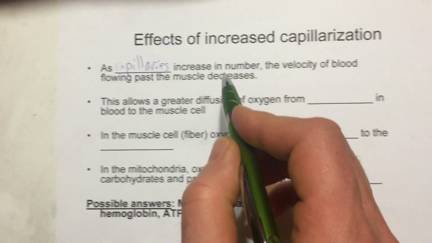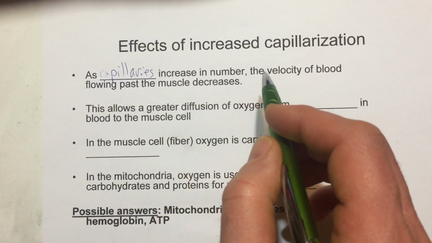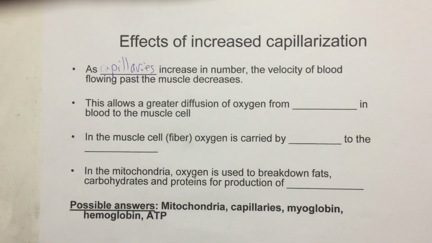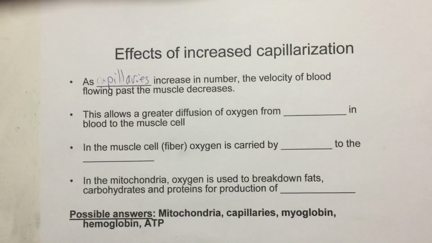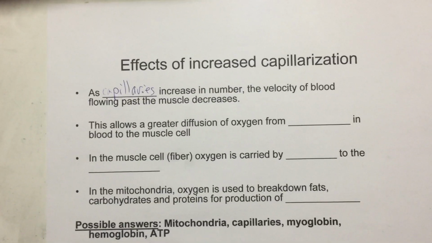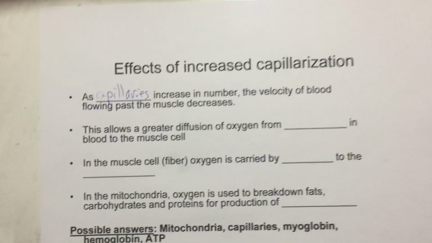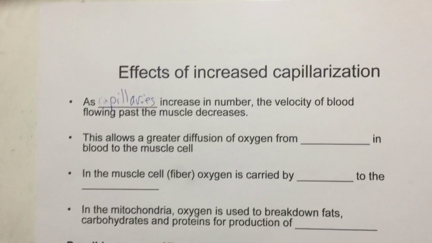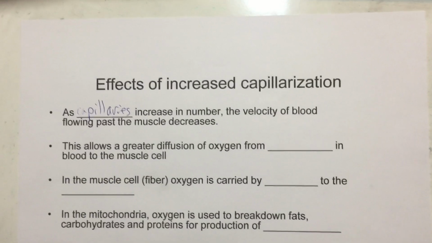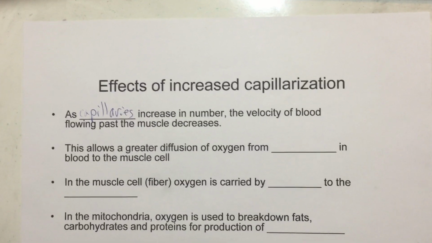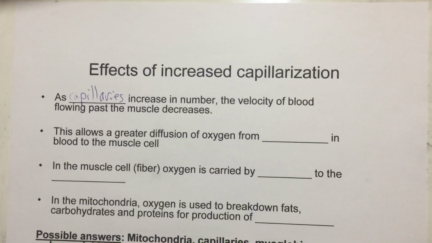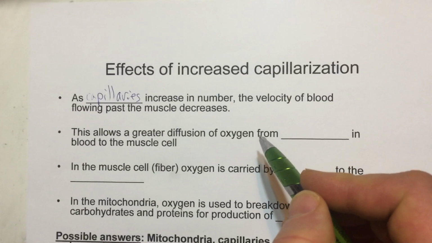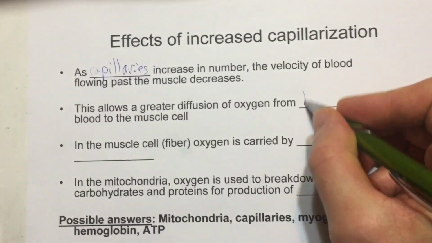So as capillaries increase in number, what that does is it actually slows down the velocity of blood flowing past the muscle. So if you had a very small number of capillaries, you'd shoot a large volume of blood through, say, 1 or 2 capillaries, it's going to go very fast. Whereas if you have multiple capillaries that serve a muscle and you have the same volume of blood going through there, it's going to travel more slowly past the muscle. And the advantage of that is it allows greater diffusion of oxygen from hemoglobin that's in the blood.